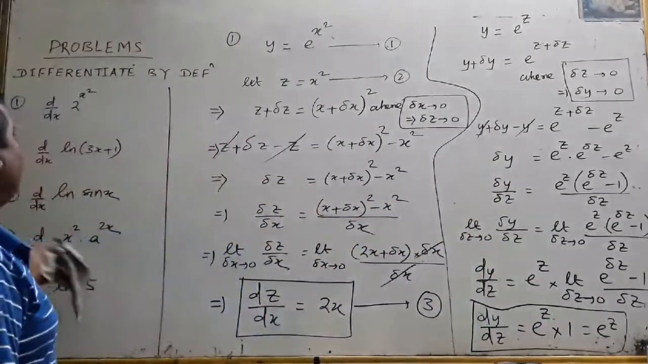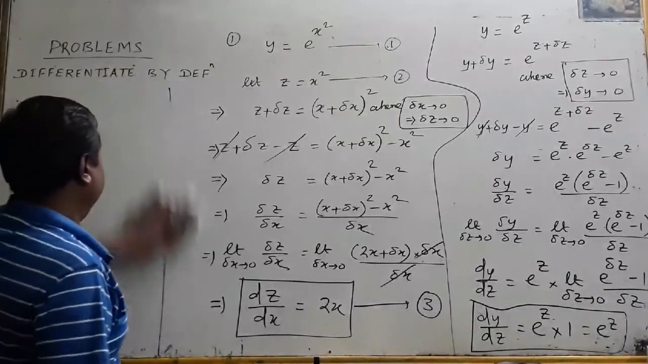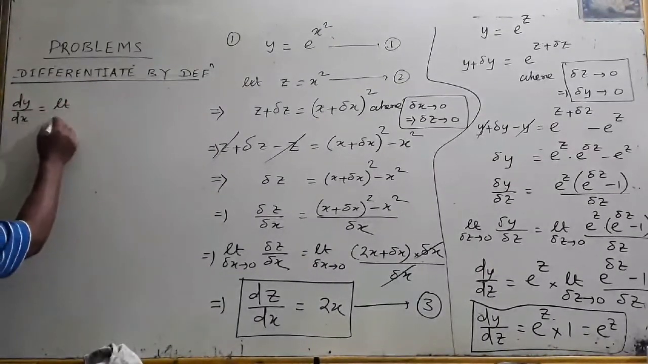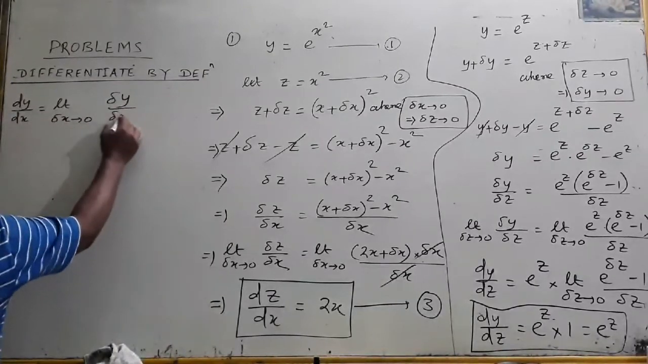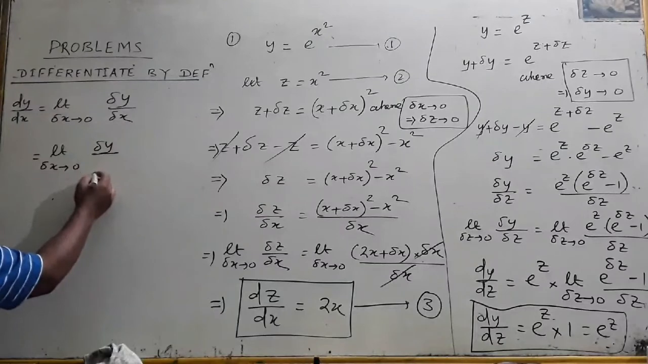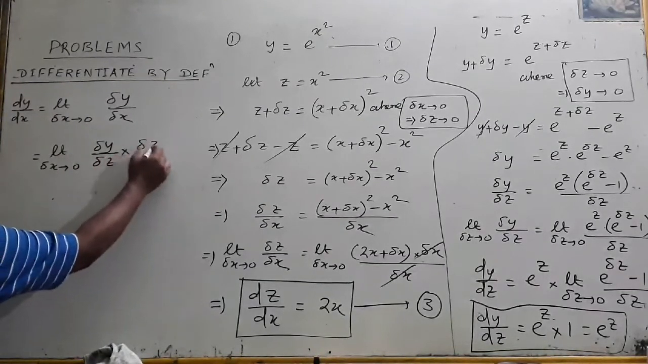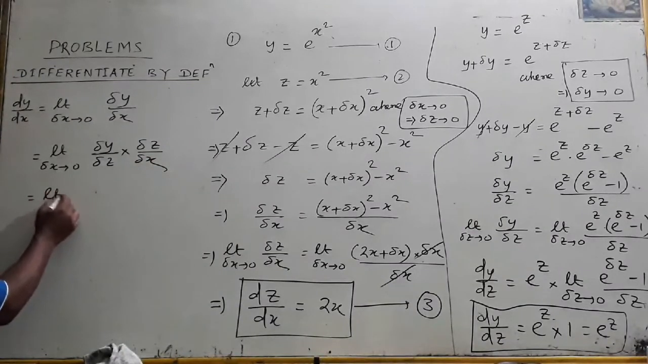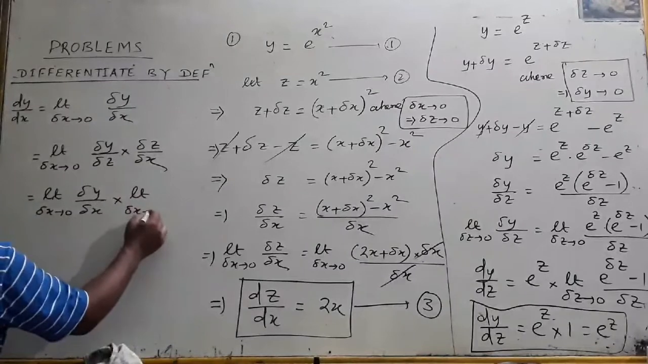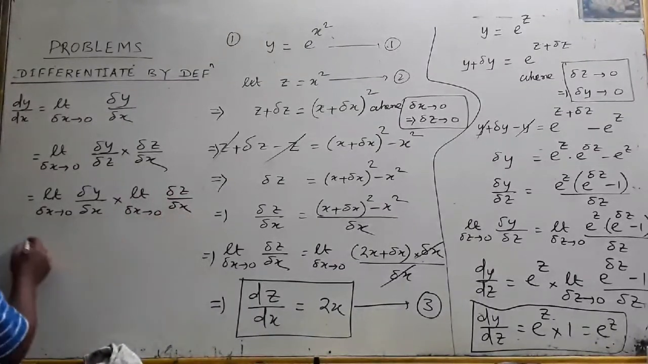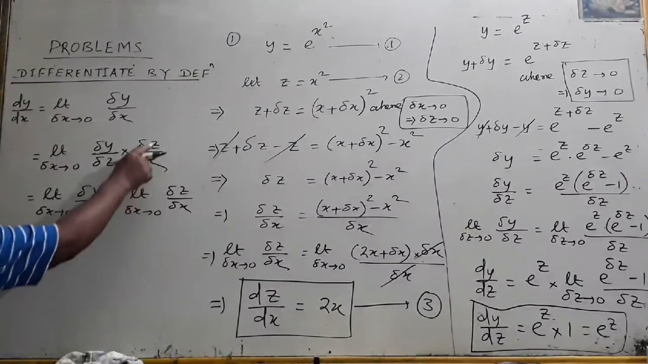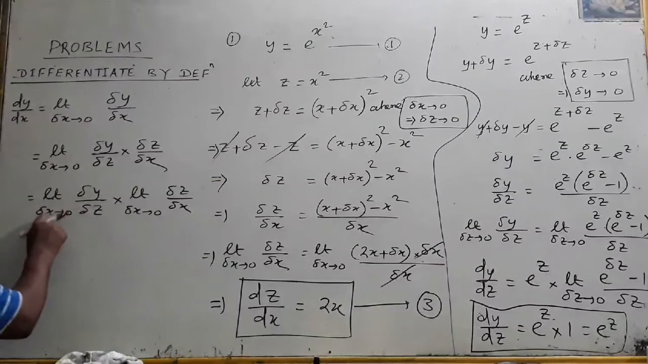Now I am coming to this point. Now what is dy by dx? By definition we know it is limit delta x tends to 0, delta y by delta x. Here one can write comfortably limit delta x tends to 0, delta y by delta z into delta z by delta x. Now, limit delta x tends to 0 of delta y by delta z into limit delta x tends to 0 of delta z by delta x.